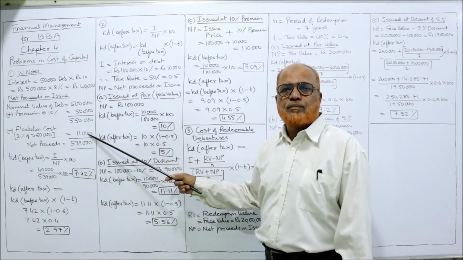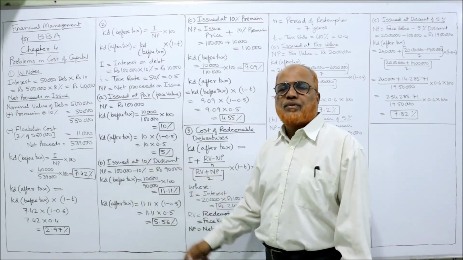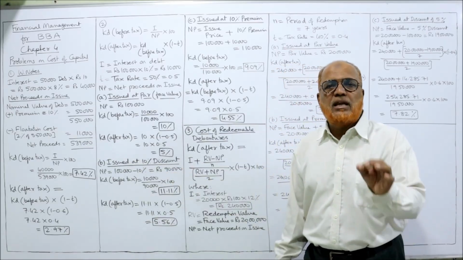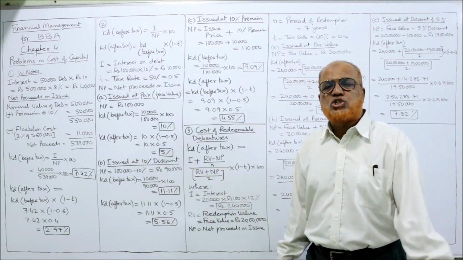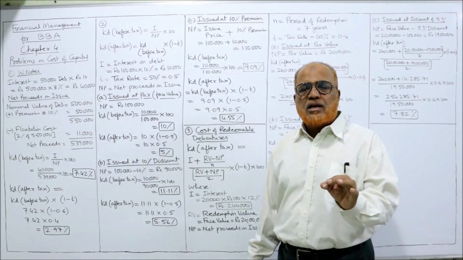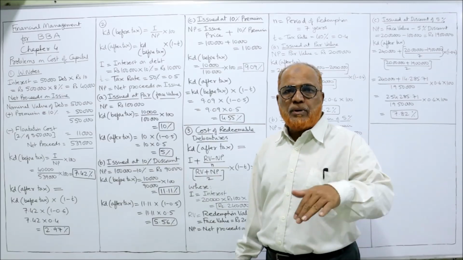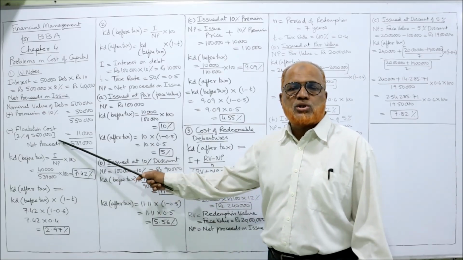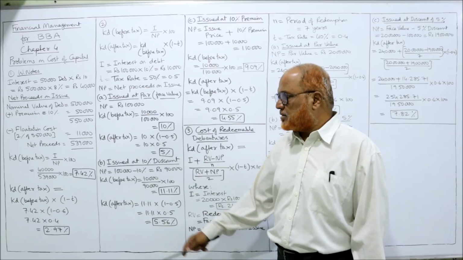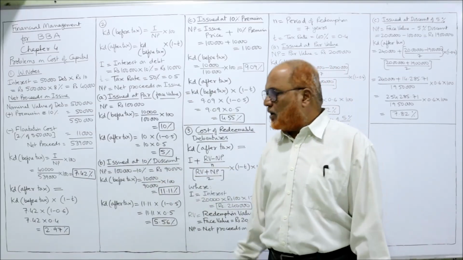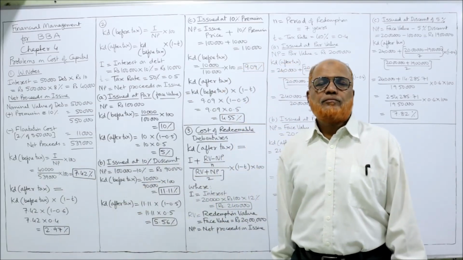Subtract 11,000. So 550 minus 11, 5 lakh 39,000 is the net proceeds on issue. So every calculation we require NP, net proceeds. Premium will be added, flotation cost will be subtracted. Now KD before tax.